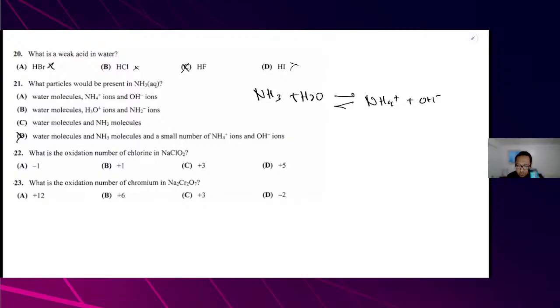What is the oxidation number of chlorine in NaClO2? This one is easy. The O2 will be -4 and Na will be +1, and then chlorine will be +3. So the answer will be C.